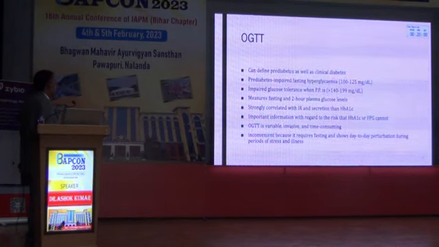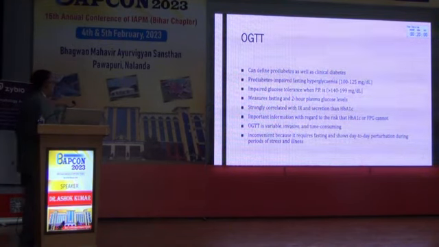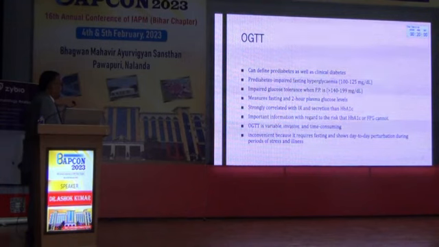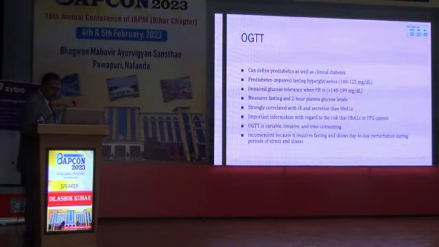It gives important information regarding risk that HbA1c or fasting plasma glucose cannot give. The disadvantages of OGTT: it is variable, invasive, and time consuming. During the perturbance of life, OGTT may be high or low. It is invasive, multiple samples are required, so many times you have to take a blood sample. And it is time taking; patients have to sit in the laboratory for a long period. It is also inconvenient because it requires fasting.